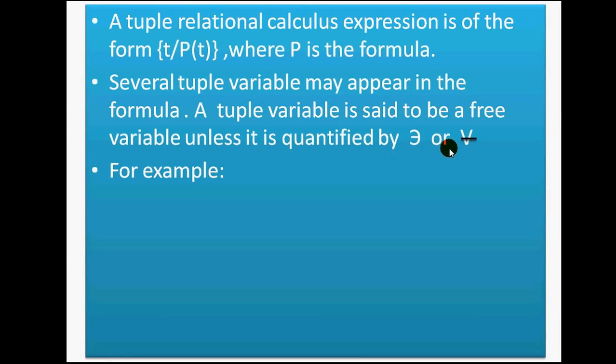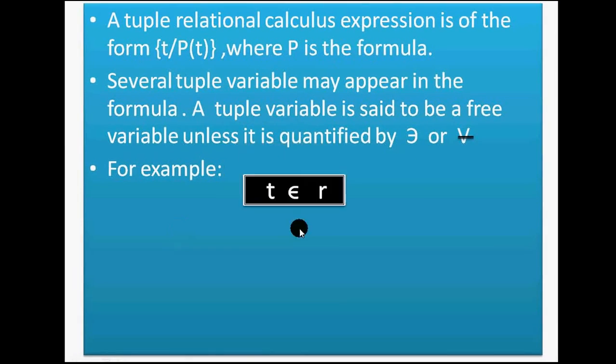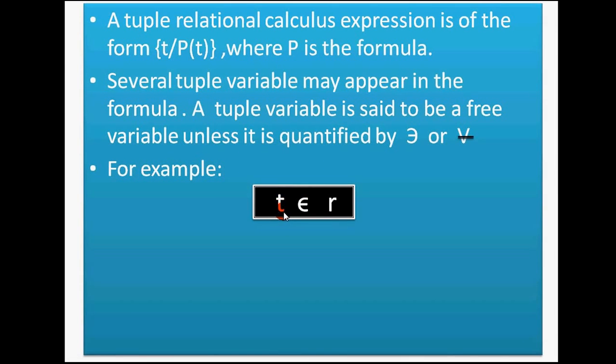So several tuple variables may appear in the formula. A tuple variable is said to be a free variable unless it is quantified by this symbol. For example, we have this example where t belongs to r. Here t is our free tuple variable because it is not quantified by this symbol.